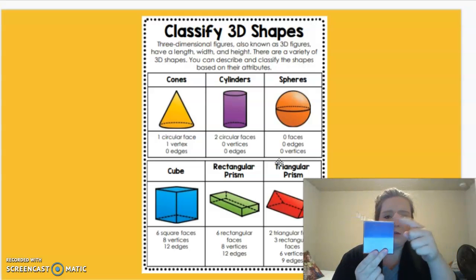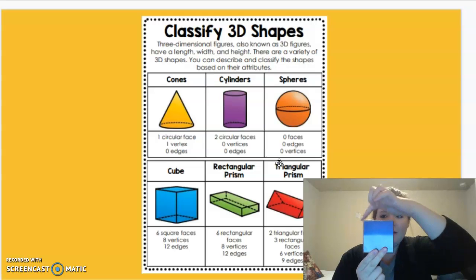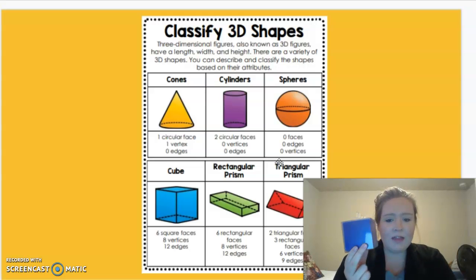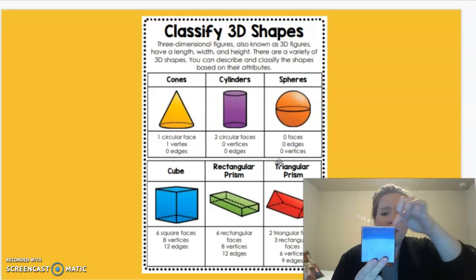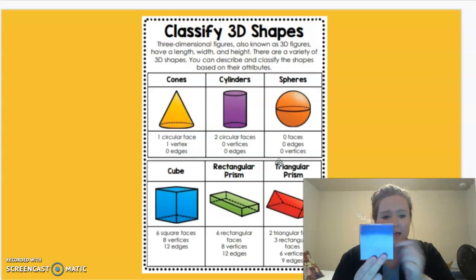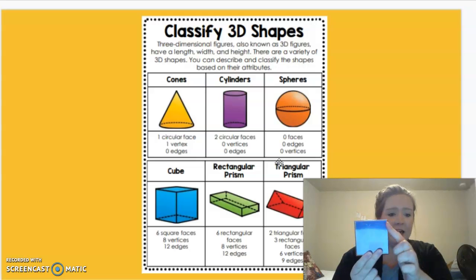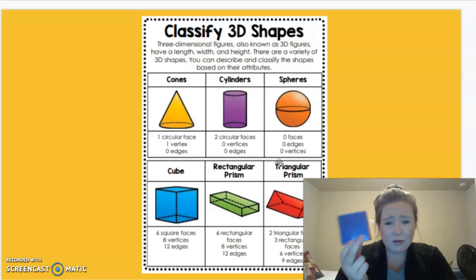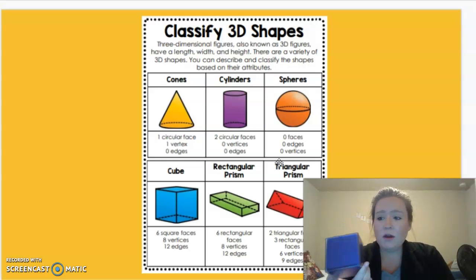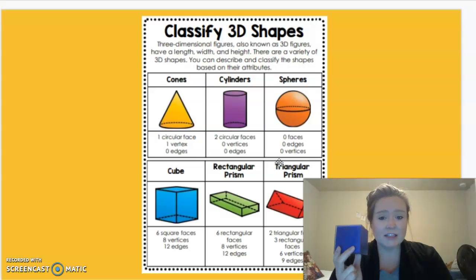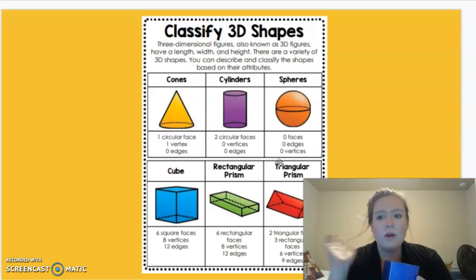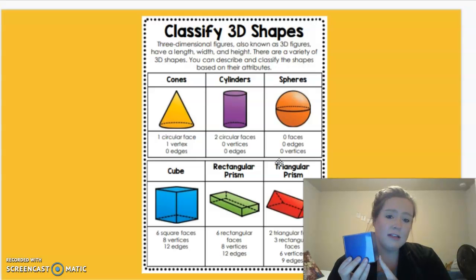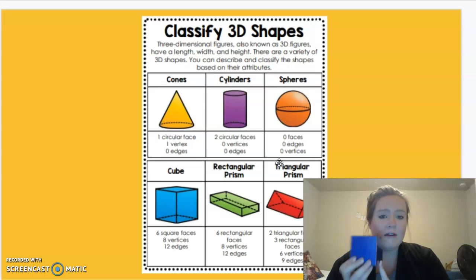And then it has 8 vertices. 1, 2, 3, 4, 5, 6, 7, 8. And then it has 12 edges. 1, 2, 3, 4, 5, 6, 7, 8, 9, 10, 11, 12. I know the vertices are hard to count because there's a lot of them and you kind of forget. So if you're counting vertices when you're working on this on a computer, I really encourage you to highlight your vertices and your edges as you're counting them, because that's going to help you keep track of how many you have already counted.